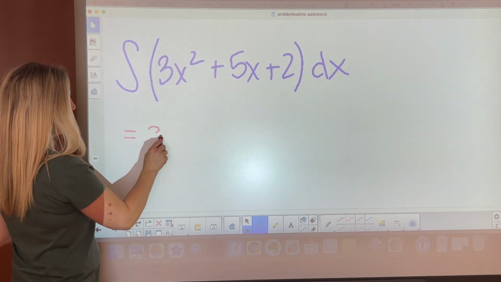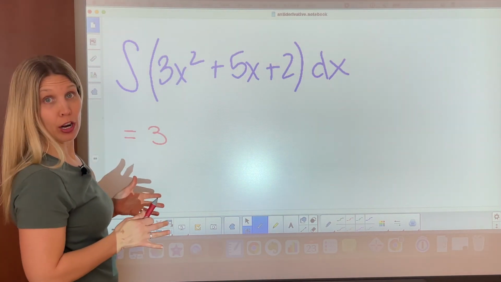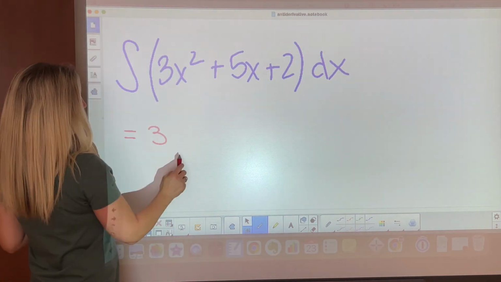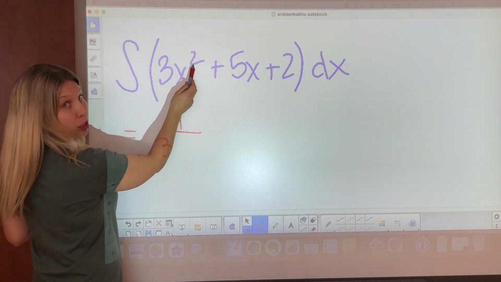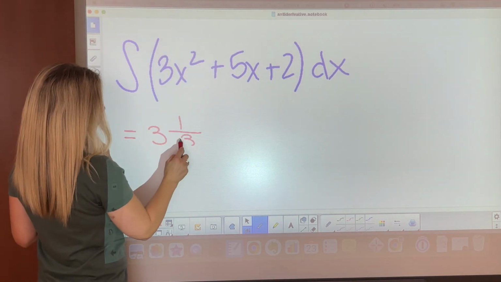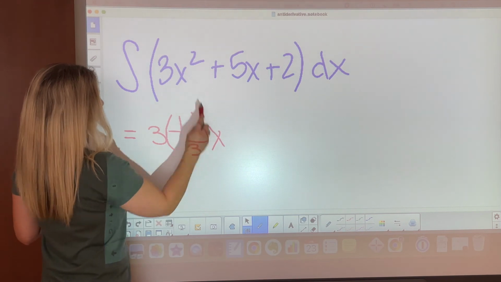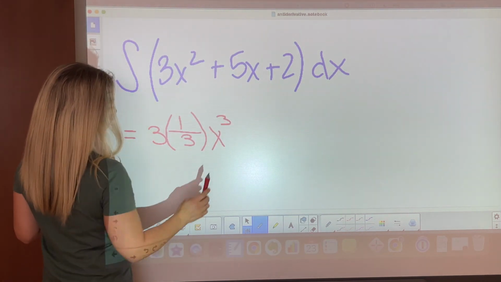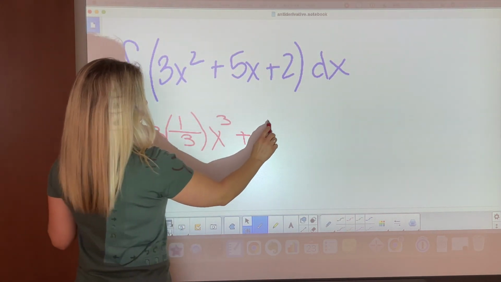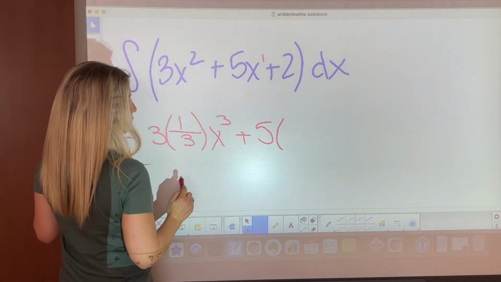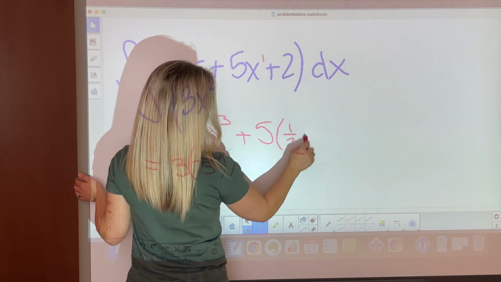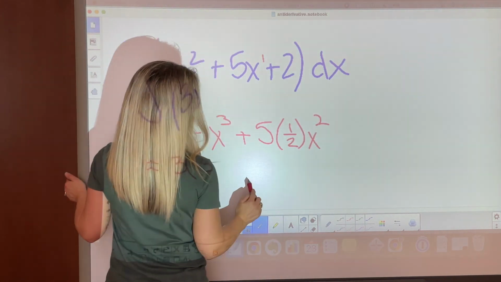I'm going to leave my 3 out front just because it's easier. And then I'm going to do my rule. 1 over, you got to take your exponent plus 1. So 2 plus 1 is 3. X, and I'm going to add 1 to that, 3. Plus, my 5 is going to come down. Now this exponent is just a 1. So we have to add to that 1/2 x squared.